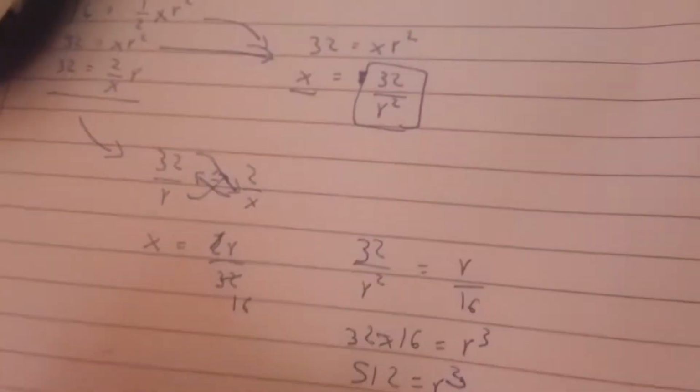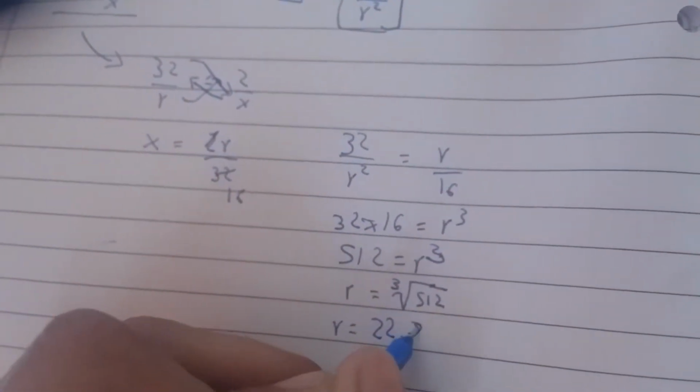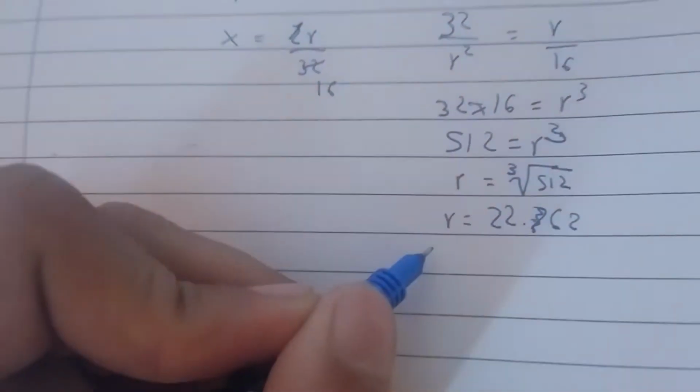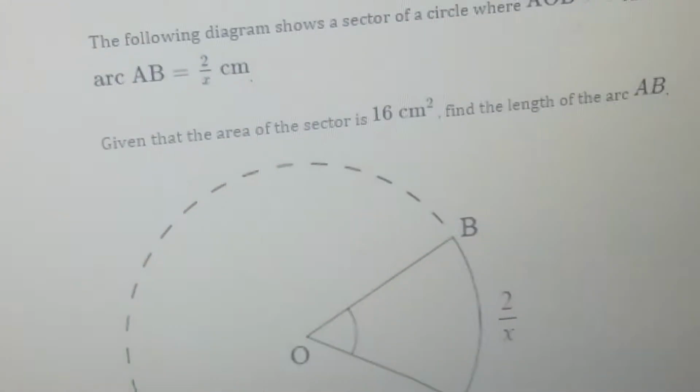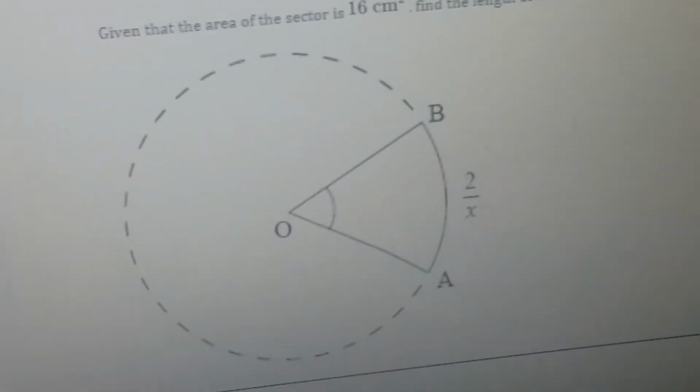So r is equal to 22.62. I put a 7 by mistake. It's hard to do this when you're staring at the phone and the phone isn't focusing on it, so whatever. We have r is equal to 22.62. Now what is the question asking? The question is asking find the length of the arc AB. So for that you need to know what the value of x is.